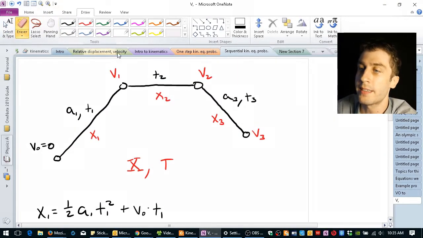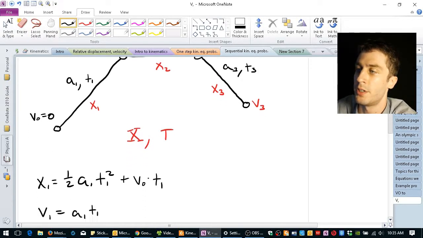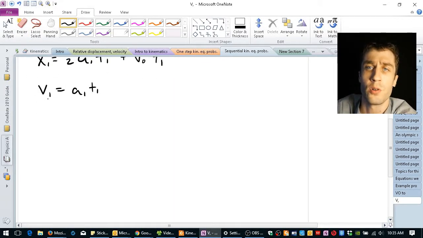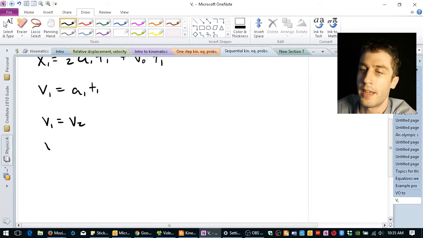Our middle 2 equations stay the same. These 2 equations are always the same no matter what problem you do. As long as you have a horizontal region, you need to use v1 equals v2 and x2 is equal to v2 t2.